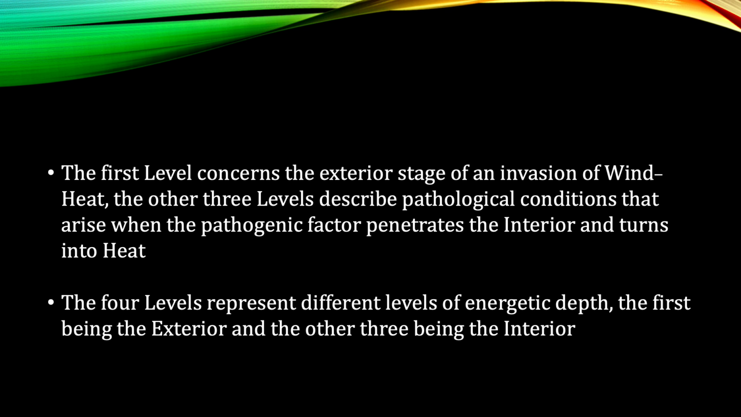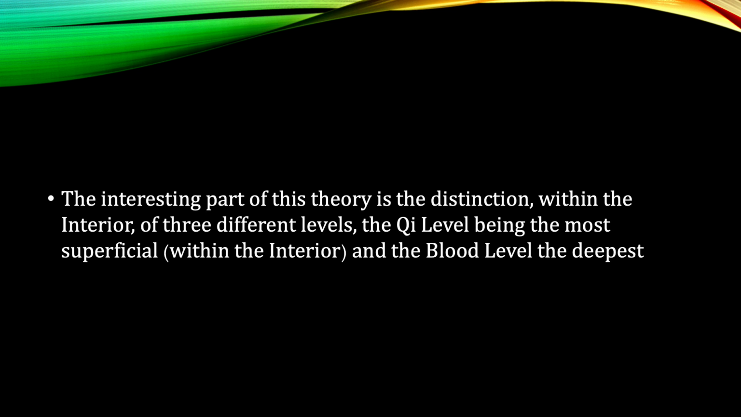The first level concerns the exterior stage of an invasion of wind heat. The other 3 levels describe pathological conditions that arise when the pathogenic factor penetrates the interior and turns into heat. The 4 levels represent different levels of energetic depth, the first being the exterior and the other 3 being the interior. The interesting part of this theory is the distinction within the interior of 3 different levels, the Qi level being the most superficial within the interior and the blood level the deepest.